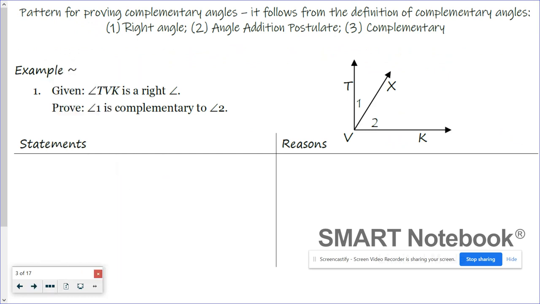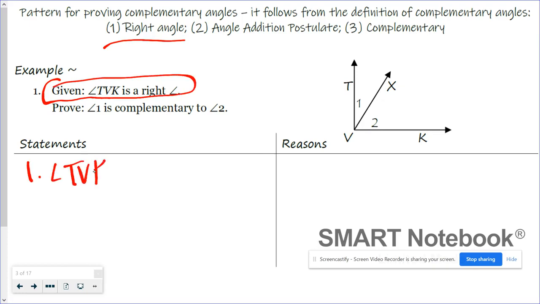So the definition says that the very first thing we need is a right angle. And so look at that. That's exactly what we're given. All right. So step one is that angle TVK is a right angle. And our reason for that is that it was given. Okay.